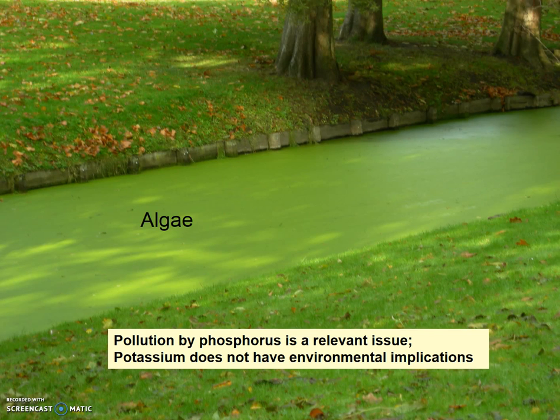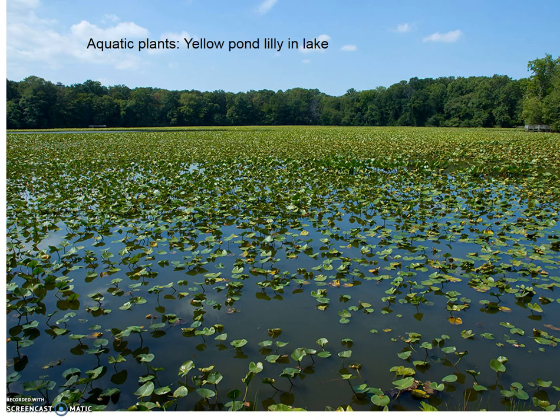The problem with excess phosphorus, as related to eutrophication, is the increase of algae growth in surface waters, also aquatic plants, like in this lake, where the predominant species is yellow pond lily.